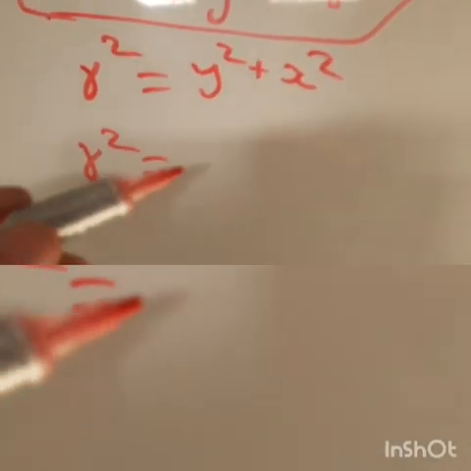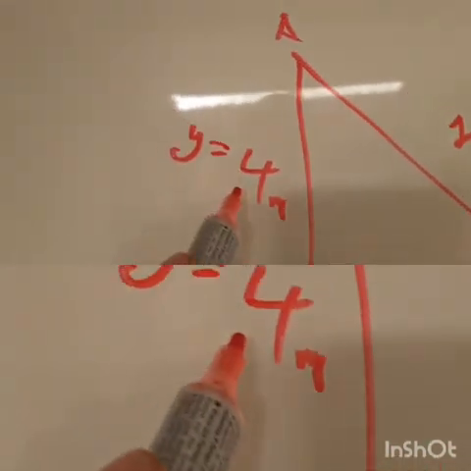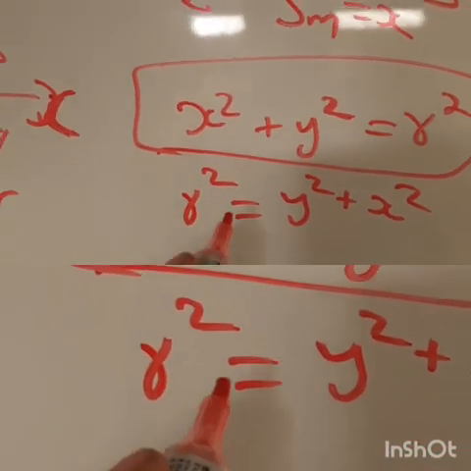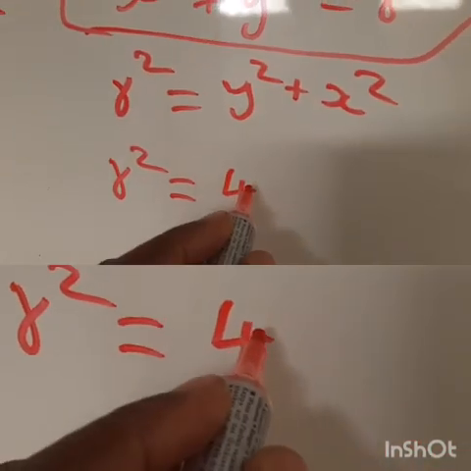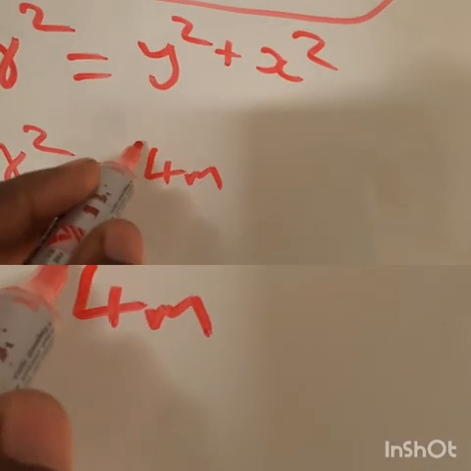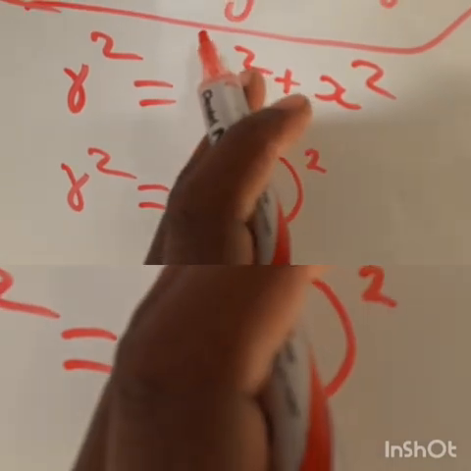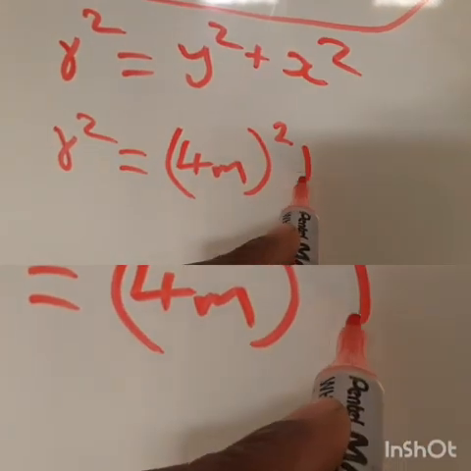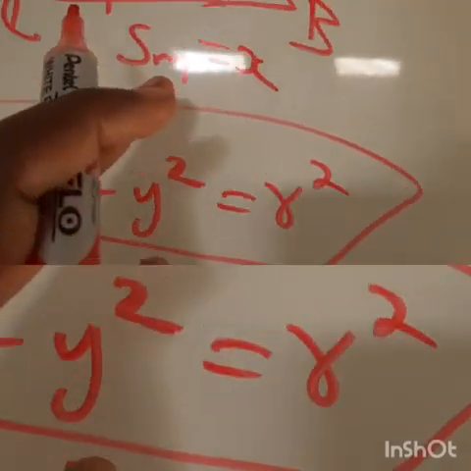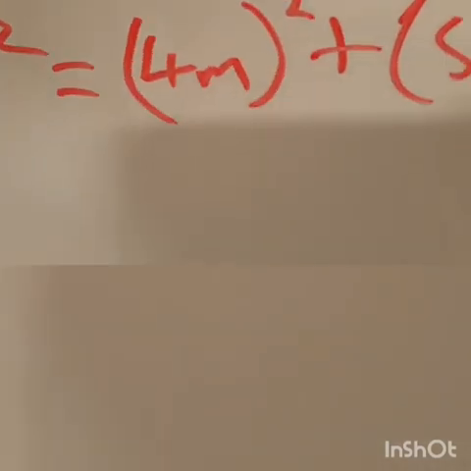Now in this case, I look at my y. I have my y squared there. Where there is y, there is 4, so instead of putting y, I'm now going to put 4. It's my 4 meters. It has a unit. When I do this, I must put it in brackets. This represents the y. Then this is the squared, which is there from the formula. Plus my x. Instead of x, I'm going to put in 5. Therefore, this is my 5 meters. Then I'm going to square it. Therefore, I've done my substitution.